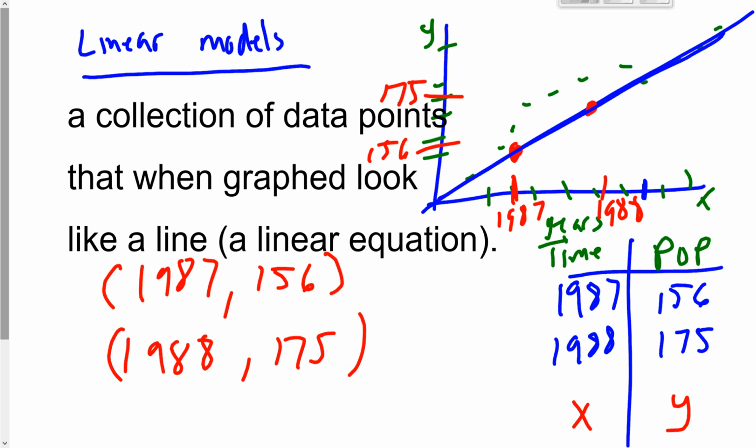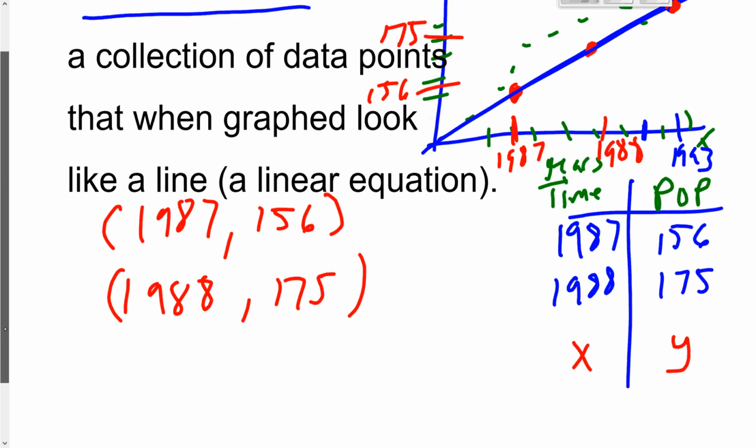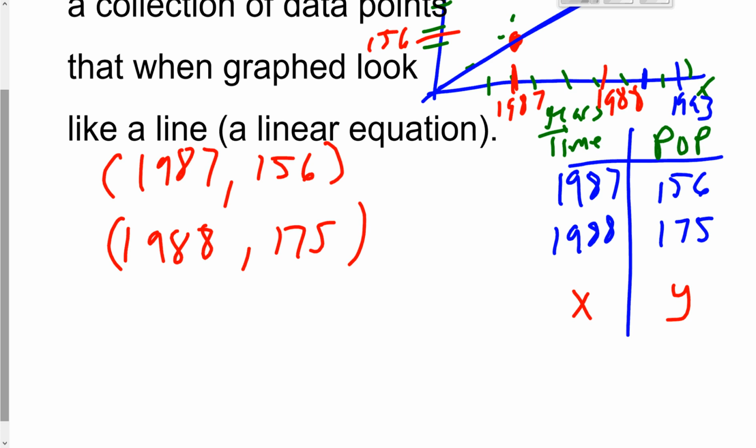So then we could write a linear equation that we could go ahead and use to estimate or predict, okay, what's going to happen in the year 1993? And then, hey, the population is going to be out here at 200 million something. Okay, so we use these linear models in real life. So here's a real life application to predict what's going to happen when we're comparing 2 variables, if we can have a linear model.